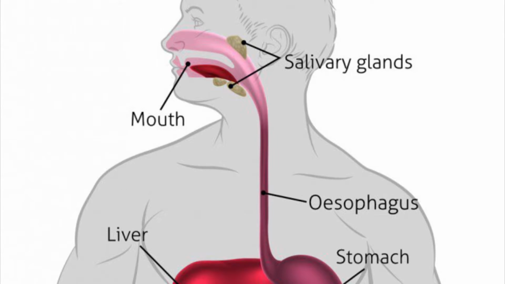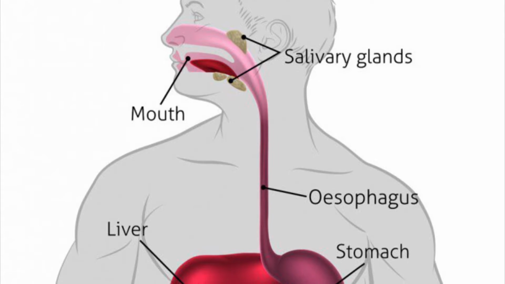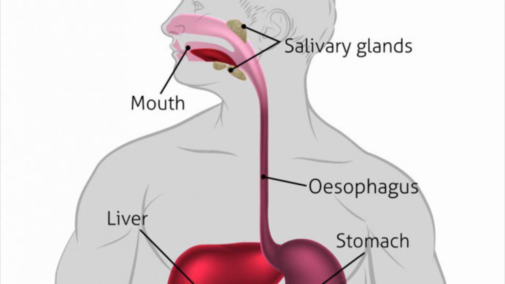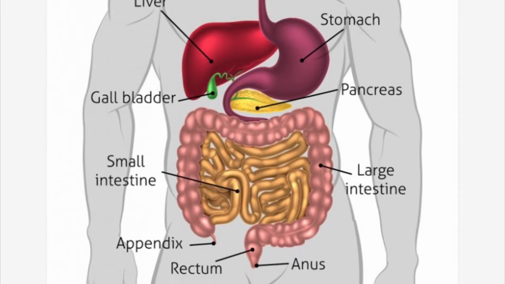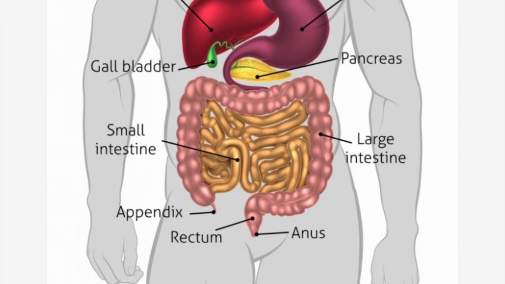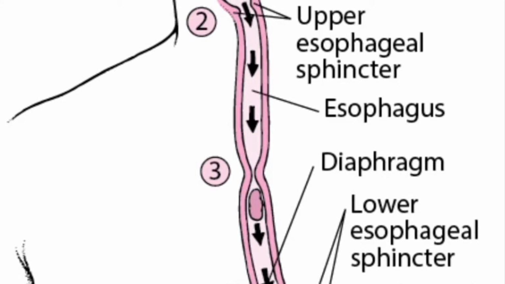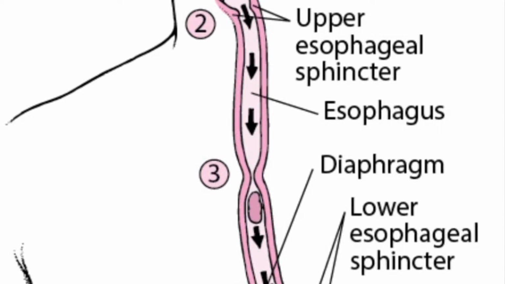Today we're going to be discussing the digestive system. This diagram illustrates the organs in the digestive system. The digestive system is where all the food that we consume is digested and excreted. The main functions of the digestive system are to get rid of waste and absorb.